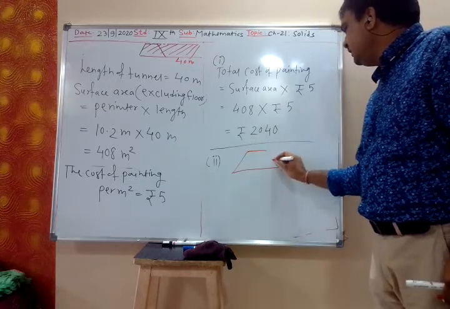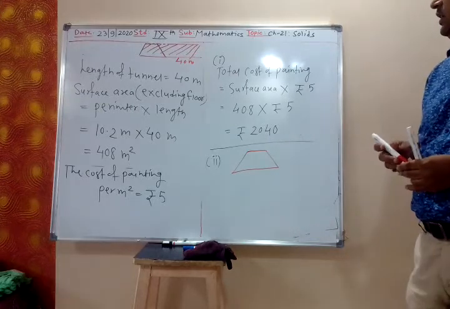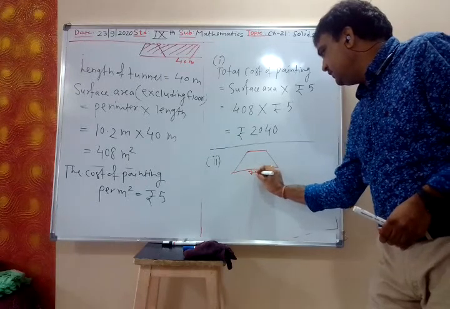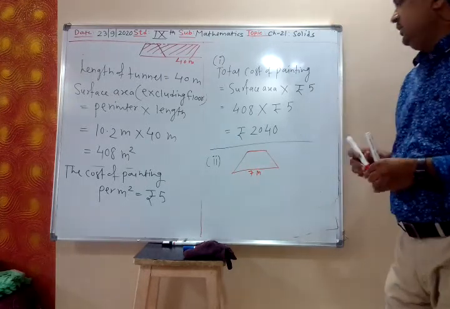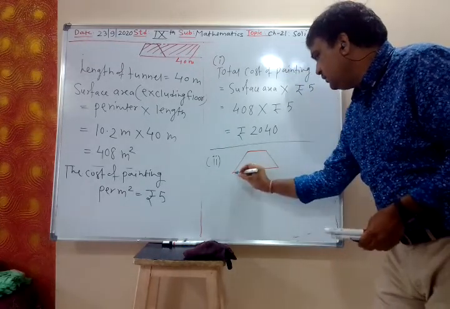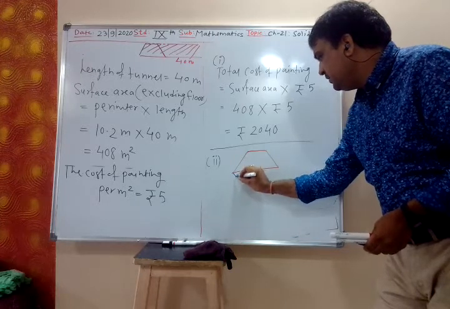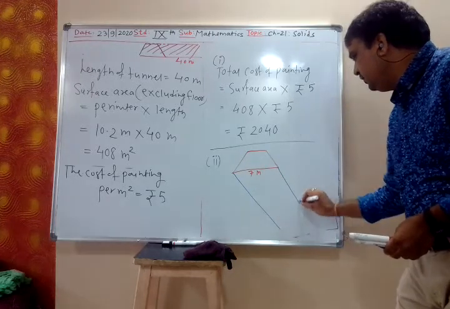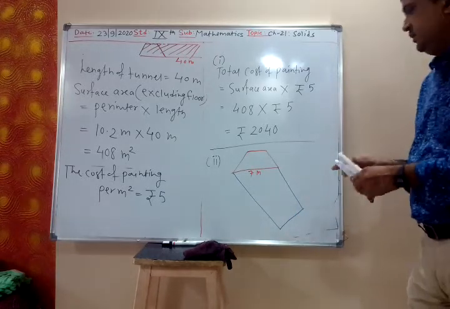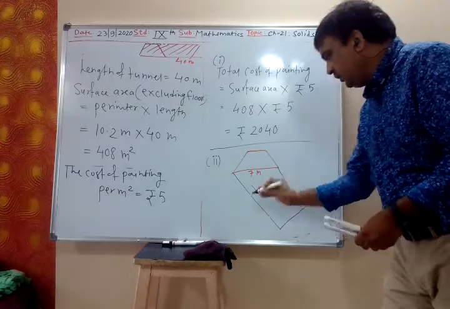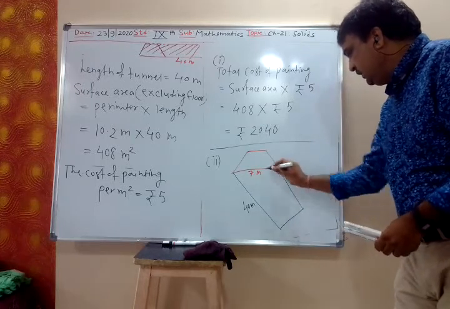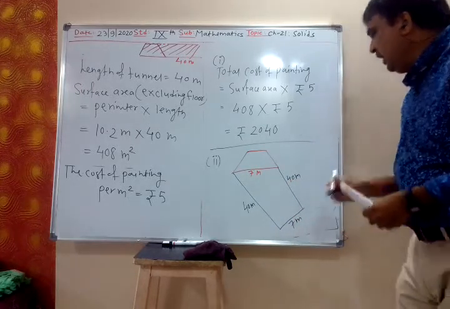Now this is the tunnel. This is 7 meter. The tunnel is 40 meter long. So I am just drawing this tunnel. Long means this much. This is 40 meter long, and this is 7. Draw this diagram.